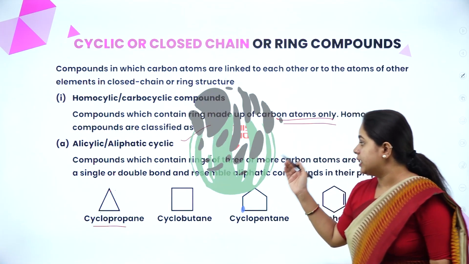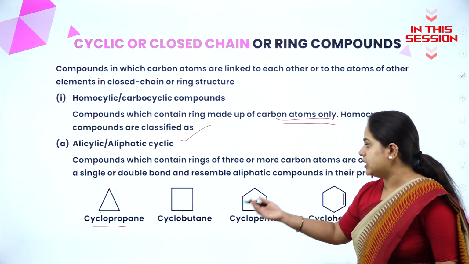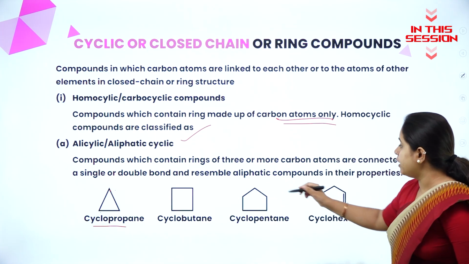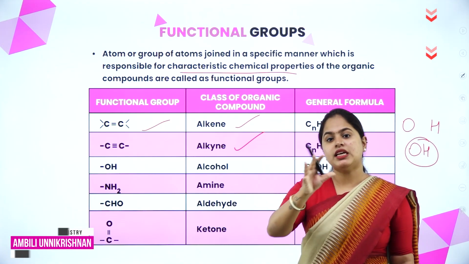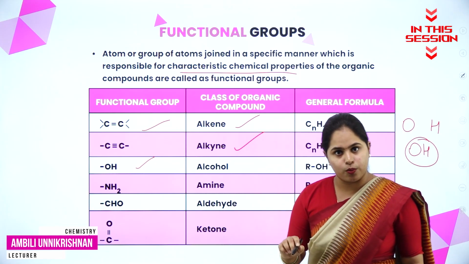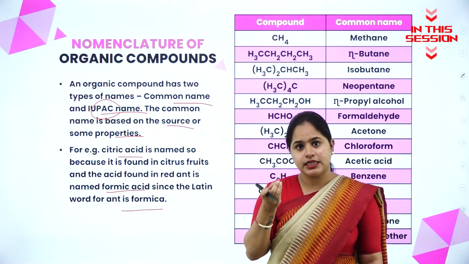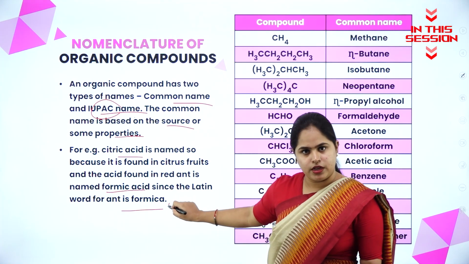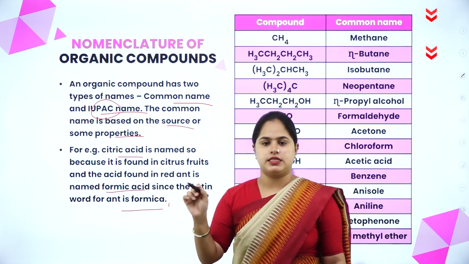Compounds which contain rings of 3 or more carbon atoms connected by single and double bonds and resemble aliphatic compounds in their properties. All the alkynes will be having the same chemical properties, right? Next is the OH group. OH is the hydroxyl group, which is the alcohol. The Latin name of ant is Formica. Hence, the acid which is present in ant is named as formic acid.